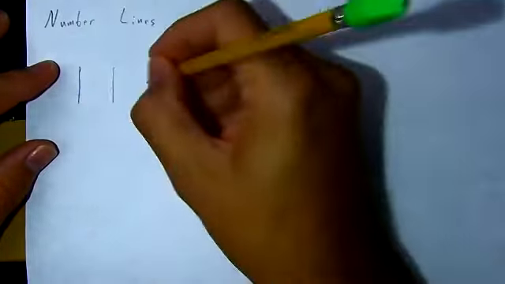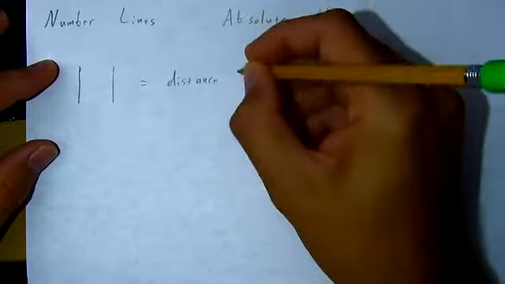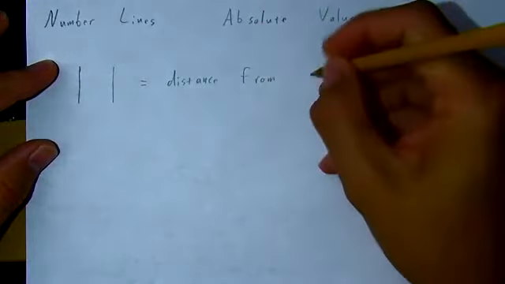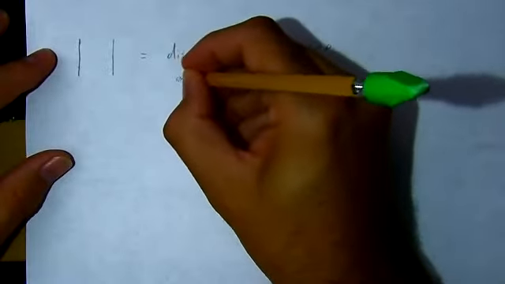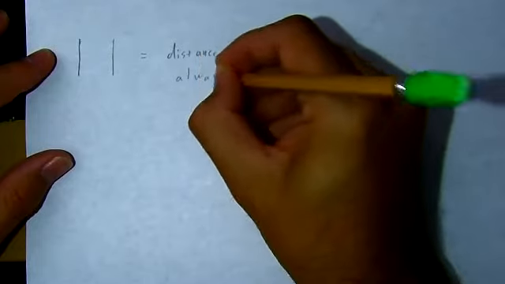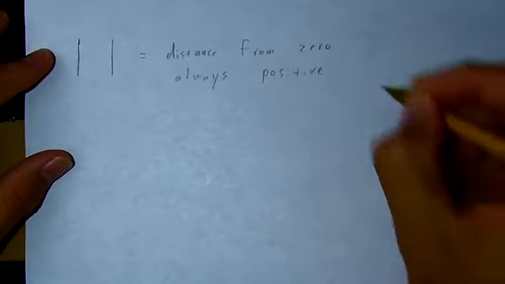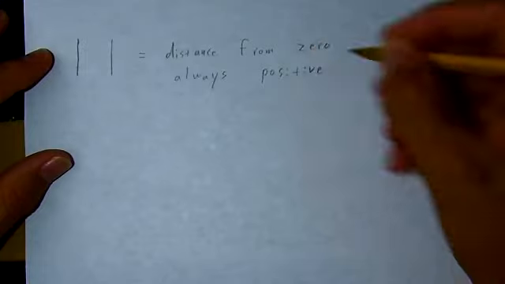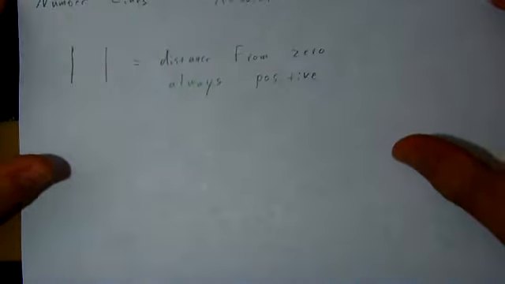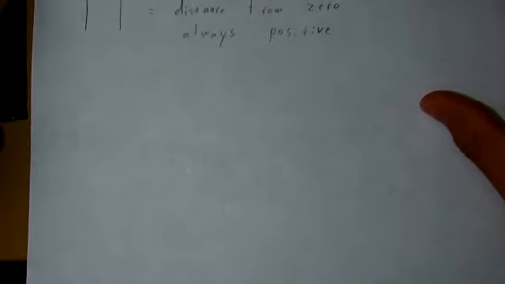So, what does absolute value mean? It means the distance from 0. Just a little hint, it's always positive. Distance can never be negative. You can't be negative 2 feet away from somebody. You can only be 2 feet away from somebody. Now you can move in a negative fashion, but you can't be negative something away from something else.